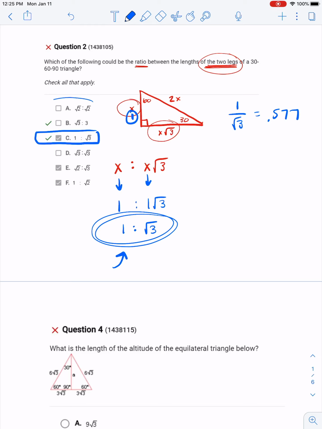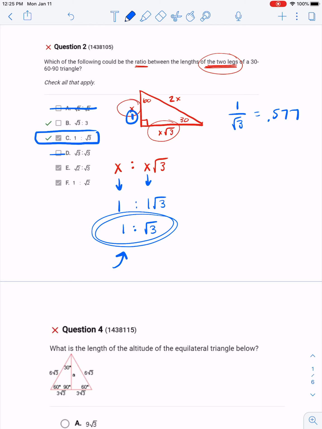We want to see, okay, is this equal to 0.577 if I divide those two? So there's a couple I can eliminate automatically. This first one, A, radical 2 to radical 2, since those are the same, if I were to do the square root of 2 divided by the square root of 2, I know that would just be 1. Any number divided by itself is 1. So I just eliminate that option immediately.